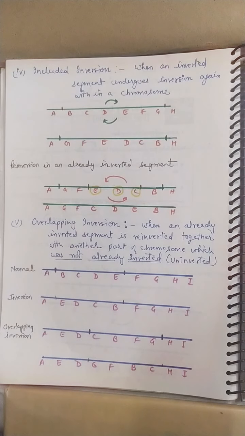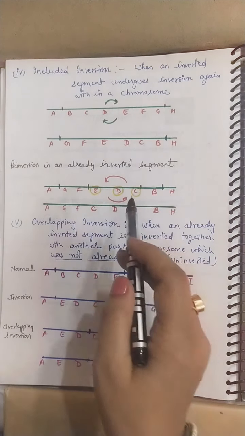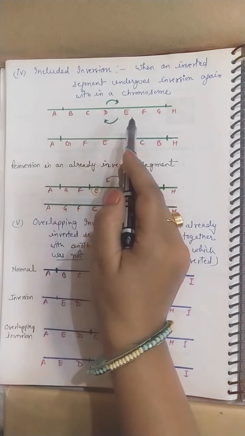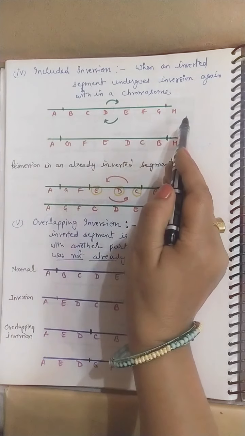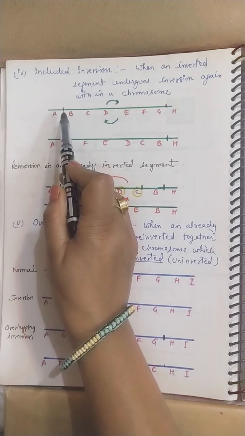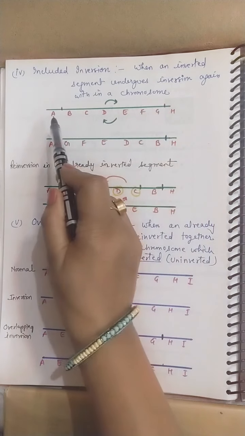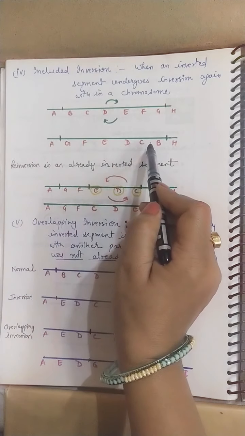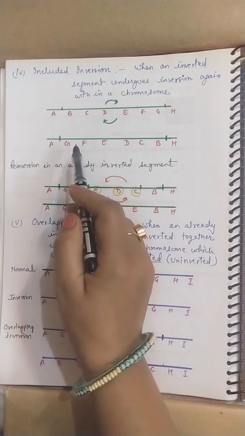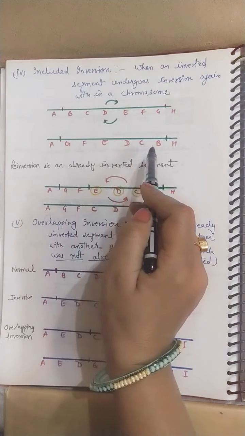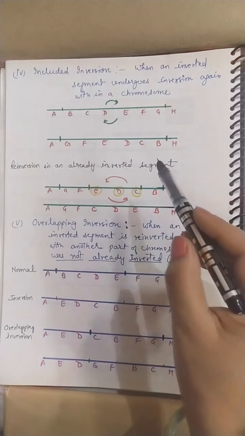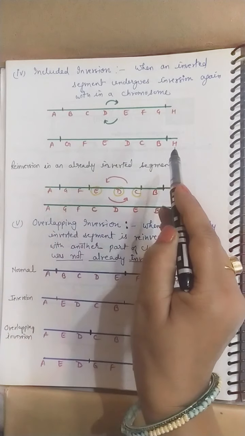The fourth type of complex inversion is an included inversion. So before its definition, I would like to explain it with this diagram. Here is a chromosome having A, B, C, D, E, F, G, H genes. Now the inversion point between AB and GH is mentioned over here. This segment gets inverted at these points. So we will get a sequence A, G, F, E, D, C, B. Means this B, C, D, E, F, G has got inverted, rotated at 180 degrees. So the inversion has occurred.